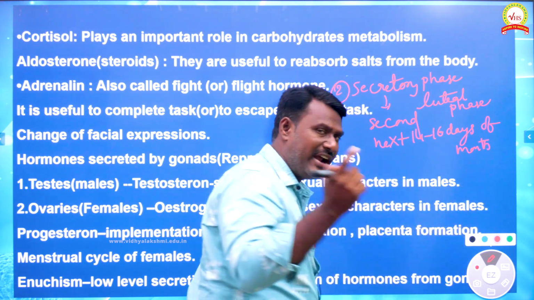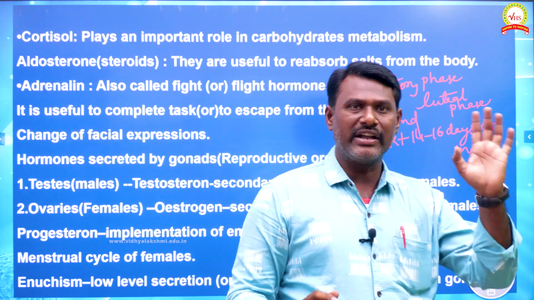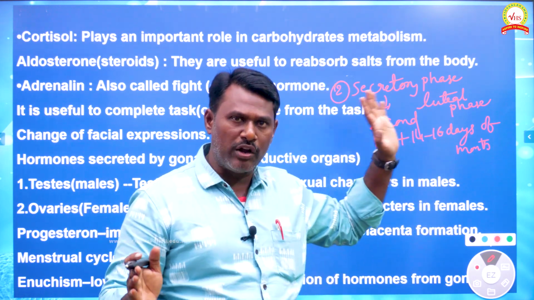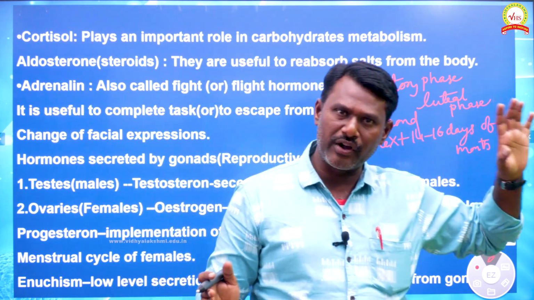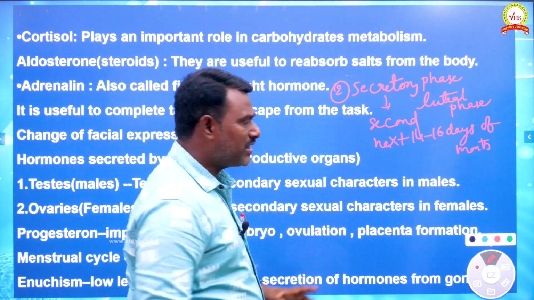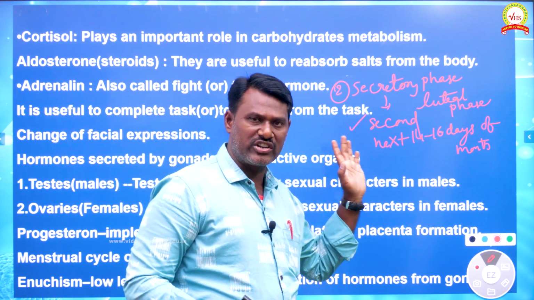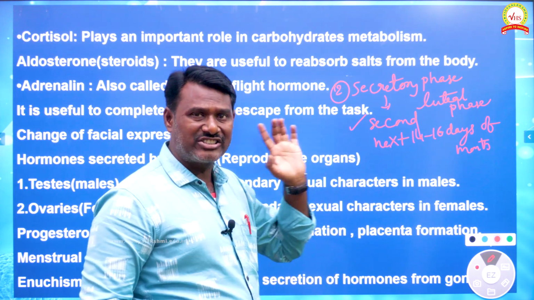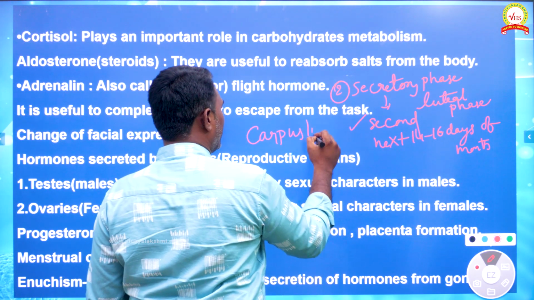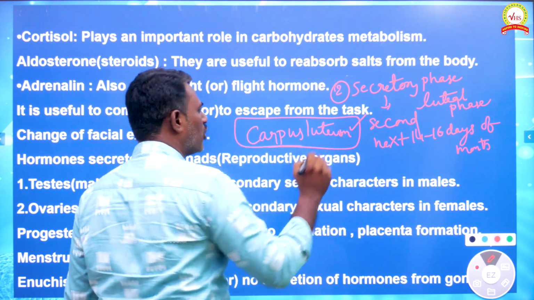When we calculate the proliferative and secretory phases together, we get 28 to 30 days of the month. These 28 to 30 days are equally separated as the proliferative phase and the secretory phase. The second one, the secretory phase, is also the luteal phase, and it occurs in the next 14 to 16 days of the month. The main change we observe in the secretory phase is the formation of a very important structure called the corpus luteum.